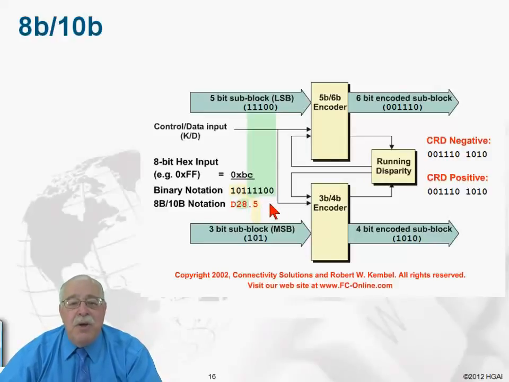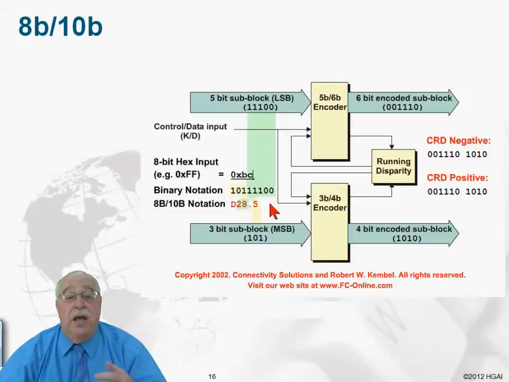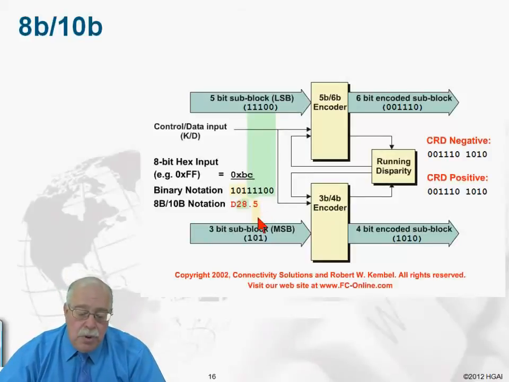It doesn't really matter what the notation is. All of that is implemented in the hardware. The only time you'll see that notation is if we're dealing with a Fibre Channel analyzer. But what is important here is the 5B/6B encoder decoder and the 3B/4B encoder decoder. We take the upper 3 bits and we encode it to 4, and the result in this case is a 1010.